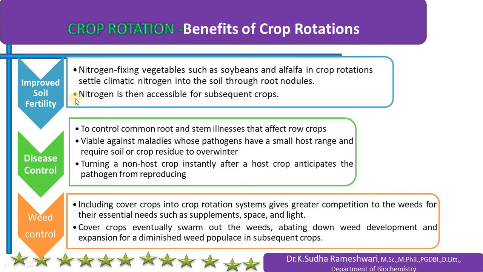First one is improved soil fertility. Crop rotation improves the physical and chemical conditions of soil and thus improves the overall fertility. Nitrogen fixing legumes such as soya beans and alfalfa in crop rotation fix atmospheric nitrogen into the soil through root nodules. This nitrogen is then accessible for subsequent crops.